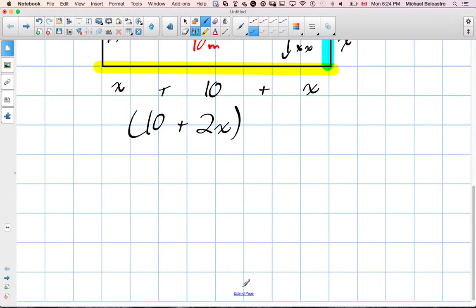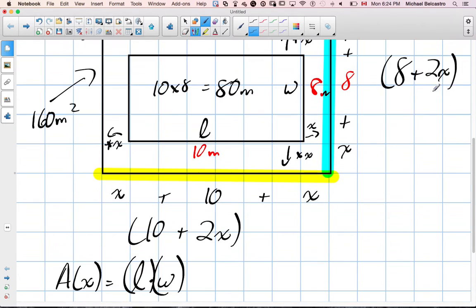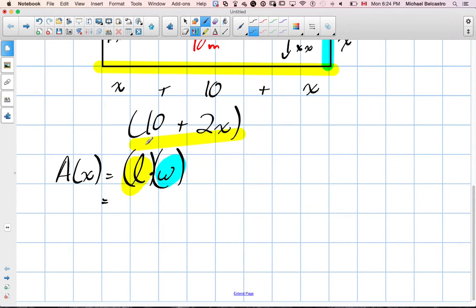So first thing we want to do is build an area formula. So we're going to say A of x. We're still writing it like function notation. What we're saying is x is the variable in the formula. And the area of a rectangular object is the length times the width. Put them in brackets. Our expression for width is right here, and the expression for length is right here. So we're going to replace both of those with the two expressions we got. So our new length expression is 10 plus 2x, and our new width expression is 8 plus 2x. And that is all equal to the area.